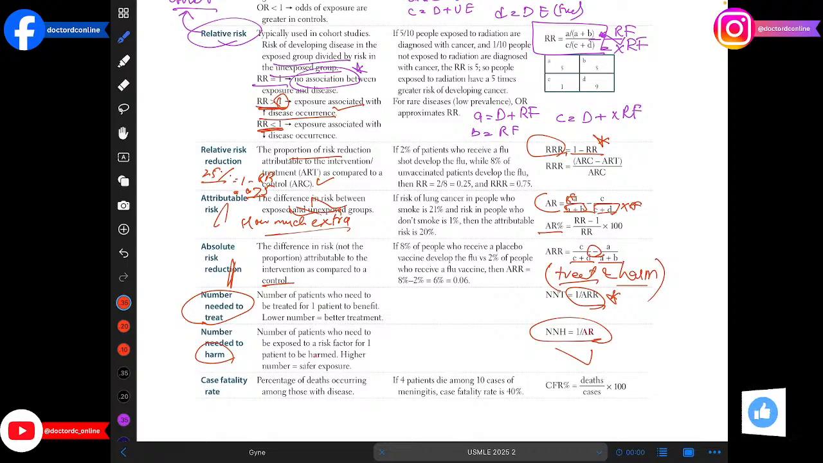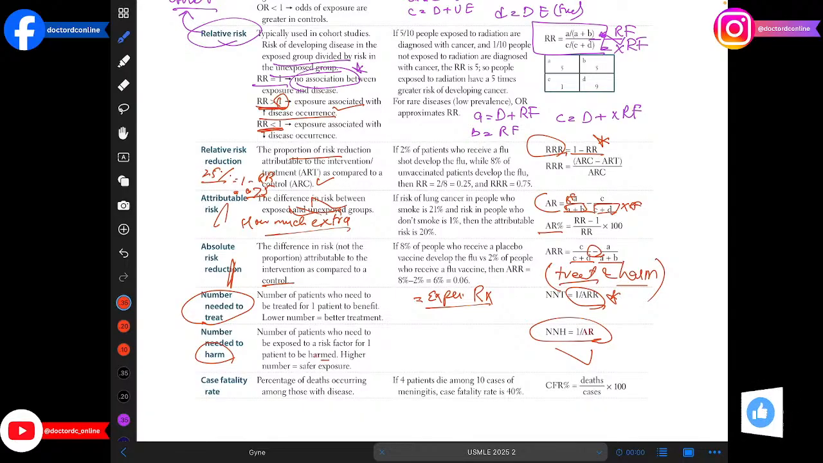Now, the thing you need to remember here is the formula for number needed to treat and number needed to harm. Questions will often give you the attributable risk or the absolute risk reduction, and all you have to do is plug this into the number needed to treat or number needed to harm formula to come up with the answer. You can think of number needed to treat as the number of people you need to give an experimental treatment to prevent one person from getting the disease of interest.